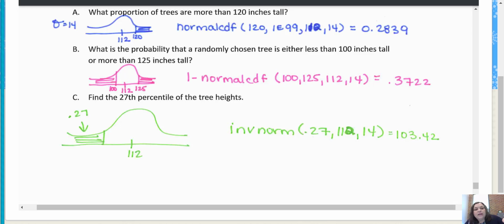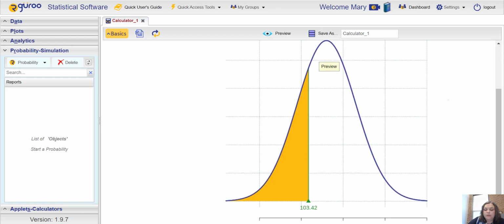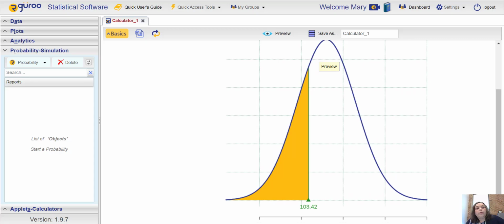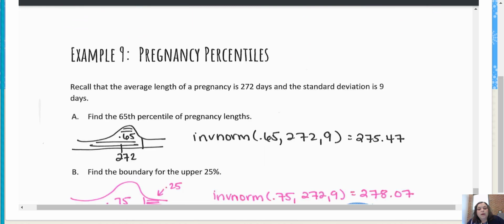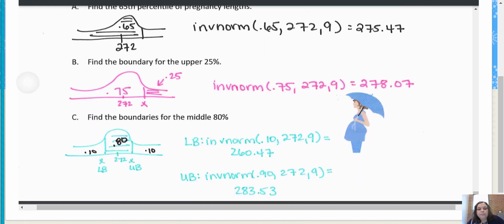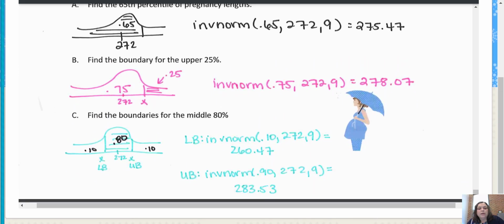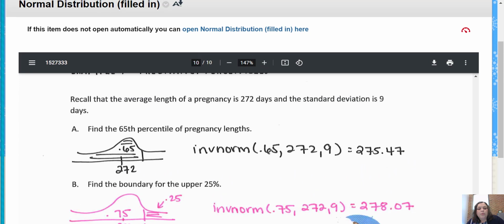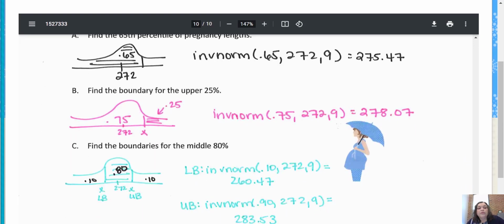The 27th percentile is area shaded to the left. So we're going to do a lower tail, and in the lower tail, it's 27%, so 0.27. And then check it out. There's 27% shaded, and you get 103.42. Same thing we got with the InvNorm. So a couple more. We just did a percentile. Let's do this one. This is for pregnancies, where the mean is 272 days for the length of pregnancy and the standard deviation is 9. Let's do part B. Find the boundary for the upper 25%.